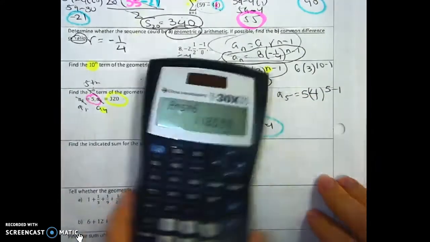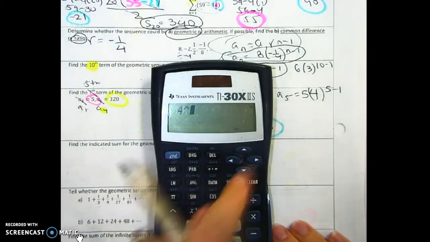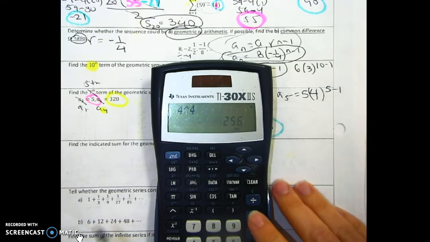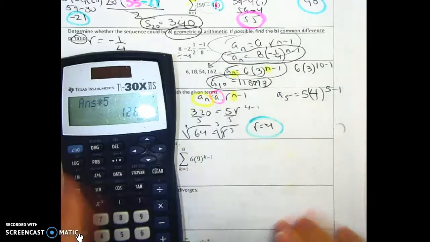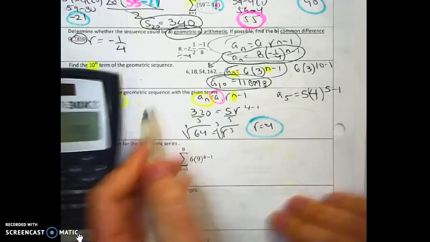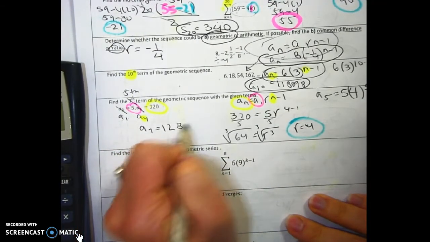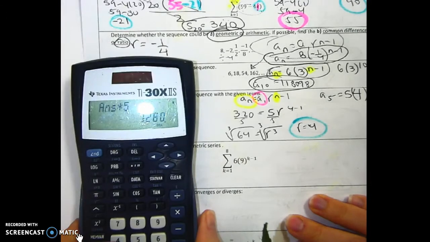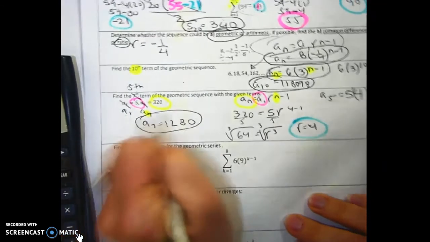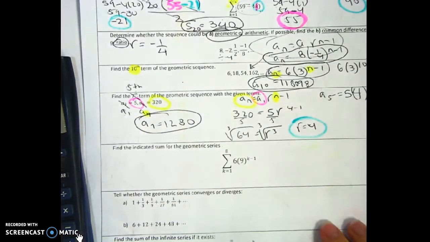So now I'm going to pick up my calculator, and I'm going to go 4 to the 4th, and we'll multiply by 5, and I get 1280. Now remember, it's not really my fifth term, so my 7th term is 1280. Okay. All right.